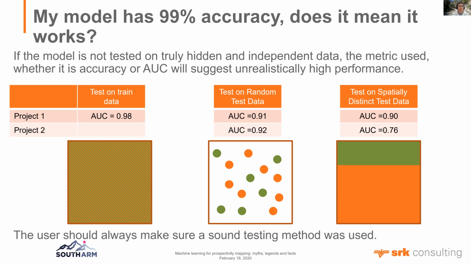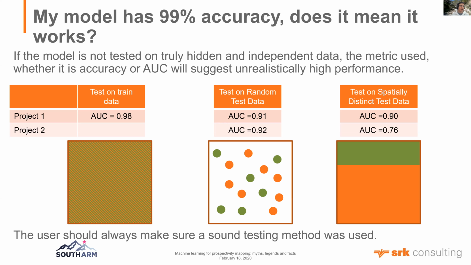And so if you really separate your training and your testing data sets, you might have lower scores. And if you want to find the best model, you should use these testing methods to be able to find the model that will be the best at detecting hidden deposits. So the user should always make sure a sound testing method was used. And in general, in machine learning, when you have 99% accuracy, it generally means you have done something wrong.